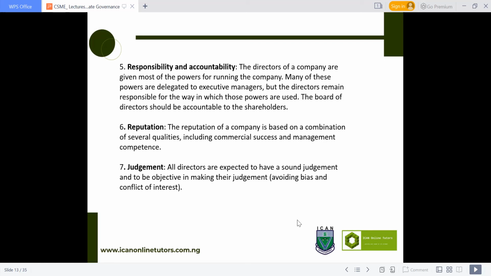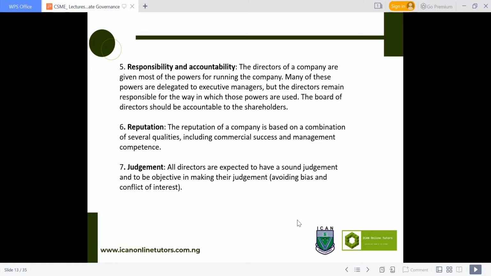The directors of a company are given most of the power for the running of the company. Many of those powers are delegated to executive management. But the directors remain responsible for the way in which those powers are used. The board of directors should be accountable to the shareholders. When we have delegation of duty, someone is doing it on our behalf. If I invite someone to please help me take this class because I will not be available, I'm delegating the duty to someone else, but I'm still responsible for the performance.